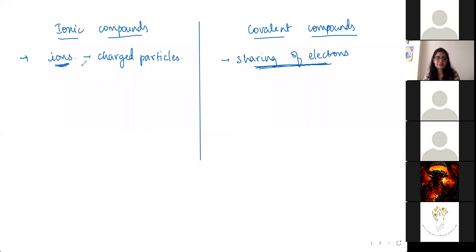Anion and cation. So, anion ka charge kya hai? Like, what is the charge of anion? It's negative. Negative charge. Aur cation? Positive. So, if you have two oppositely charged things, what do you know about electrical charges?